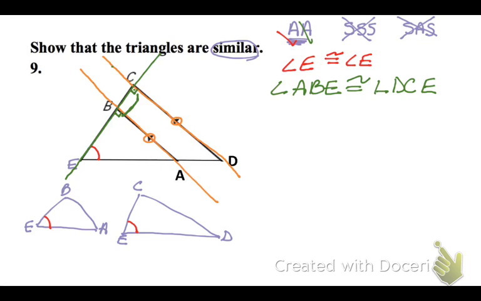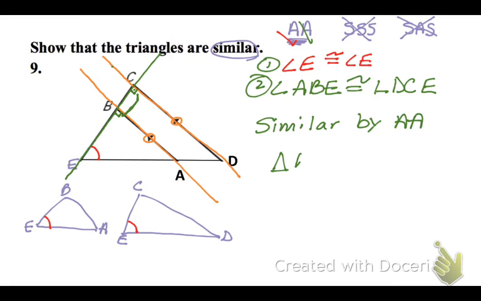And we've got our 1 and our 2, and they are similar by AA. We can write our similarity statement that says triangle ABE is similar to triangle DCE. And we're done.